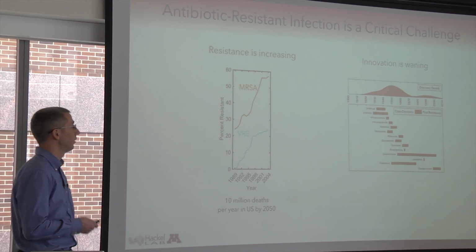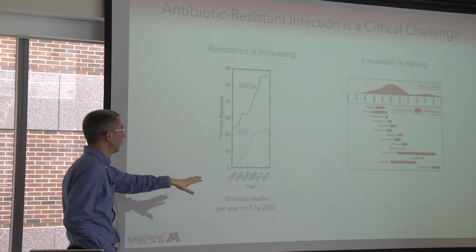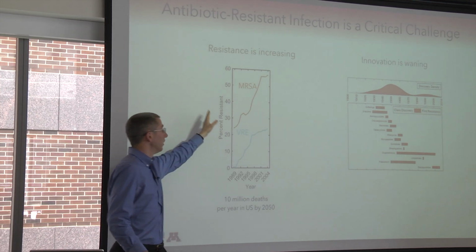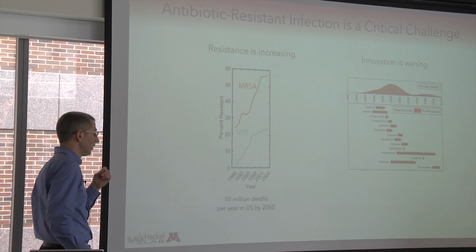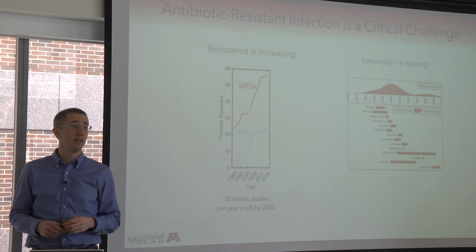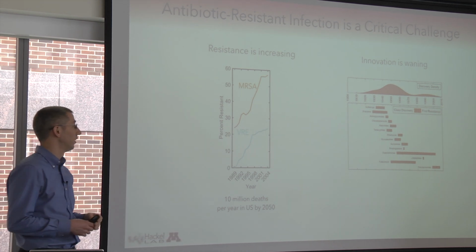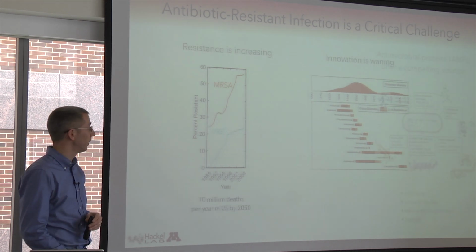And so this is VRE and MRSA, two very problematic infections in the clinic. And this data is old, but the trend is very clear that the frequency of resistance continues to grow and grow. And it's also a very growing of importance. It's estimated that this will yield upwards of 10 million deaths in the US by the year 2050, rivaling that of cardiovascular disease and cancer.